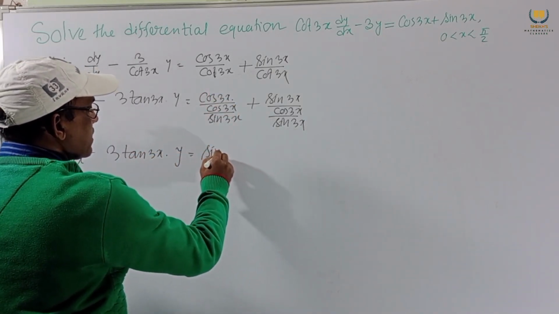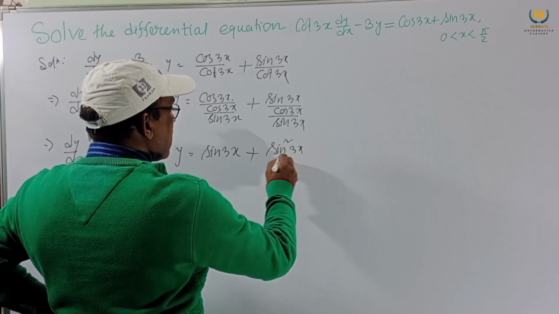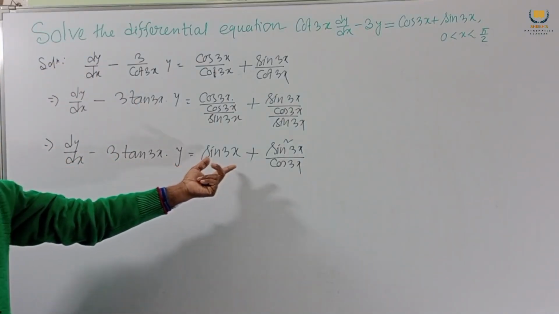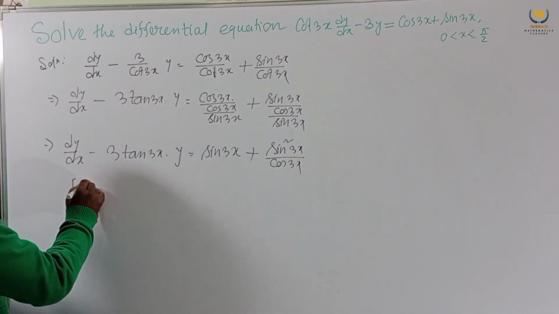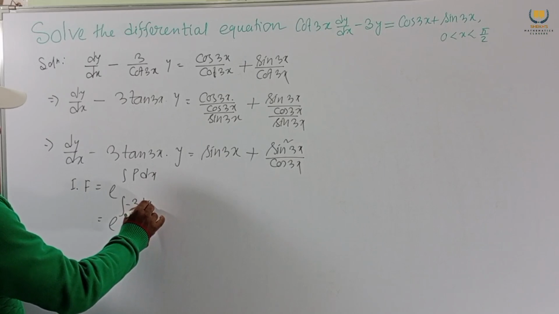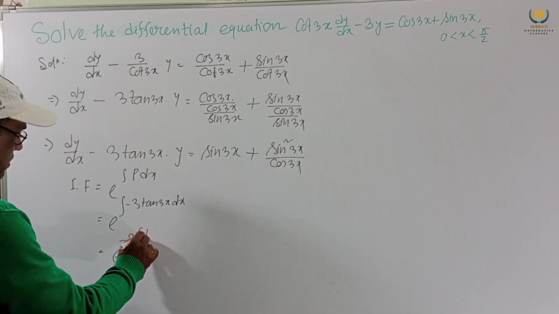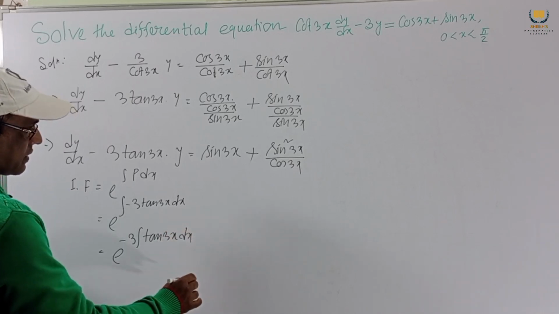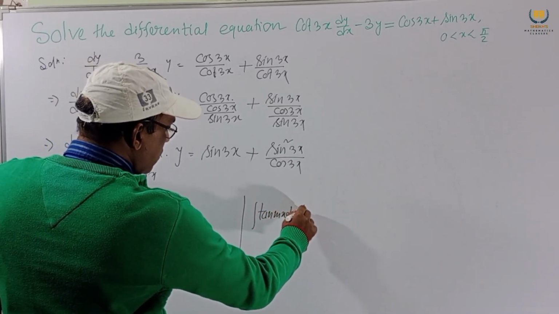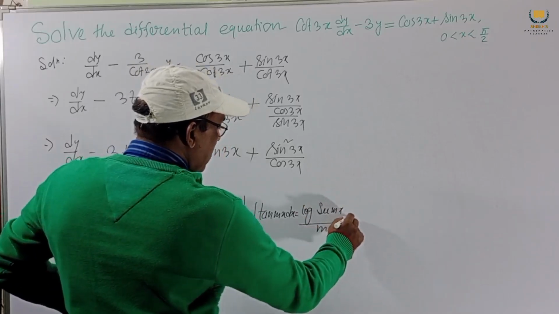Here cos cancels cos, we get 3 sin 3x, and this will be sin square 3x by cos 3x. Obviously this is a linear differential equation, dy/dx plus py equals q. So integrating factor is e to the power integral of p dx, where p is minus 3 tan 3x, so e to the power minus 3 integral of tan 3x dx. Again you know this formula, integration of tan mx dx equals log of sec mx divided by m plus c.